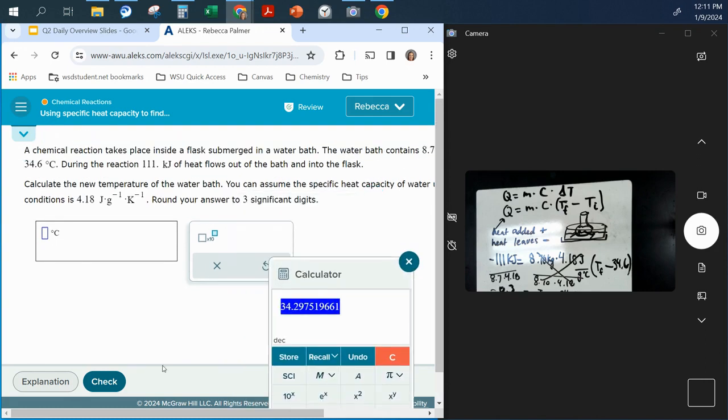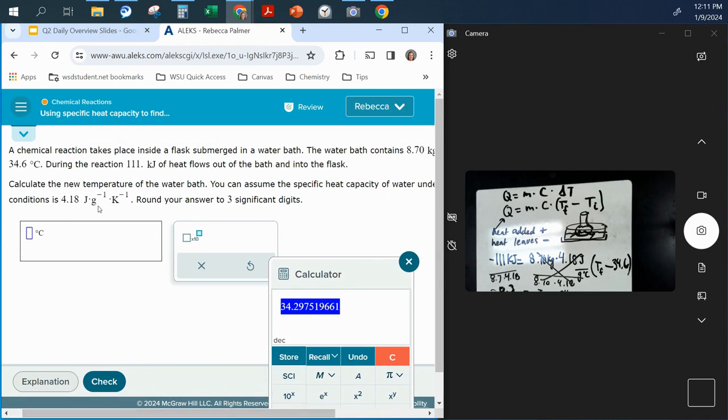Okay, the other thing I need to look for is all of these have 3 sig figs. This 8.70. So that's how I'm going to know on the test how many sig figs you have. So this has 3.